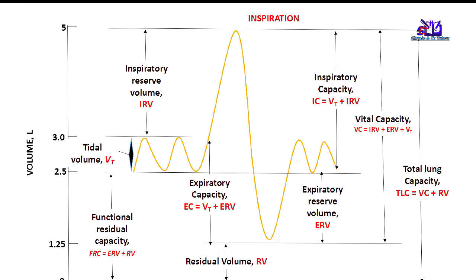Again, functional residual capacity, residual volume, and total lung capacity cannot be determined by spirometry. Other methods like whole body plethysmography, nitrogen washout methods, and helium dilution methods can be employed.